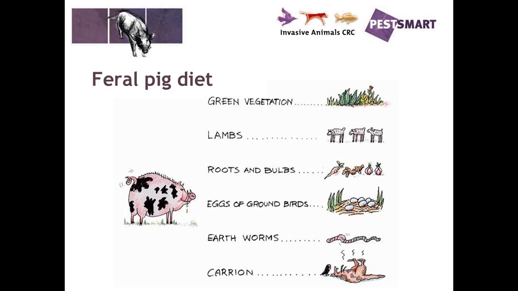The diet of feral pigs, they're an omnivore, but they have a bit of a preference towards green vegetation when it's available. So after heavy rains, they'll go for the green, actively growing vegetation, which is also high in protein, which is what they require for population recovery.